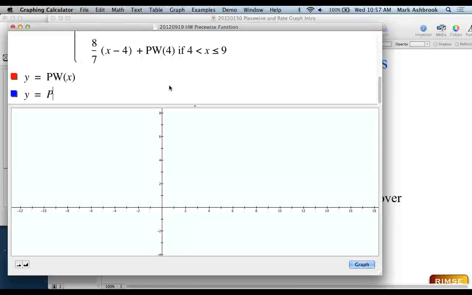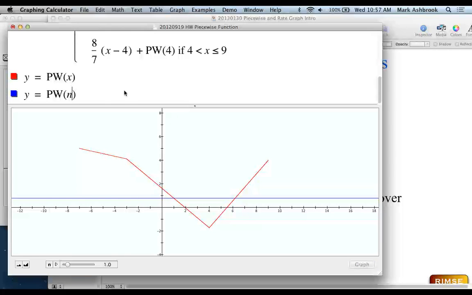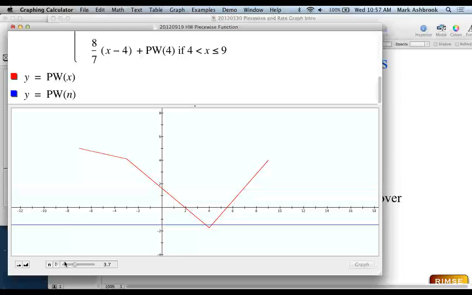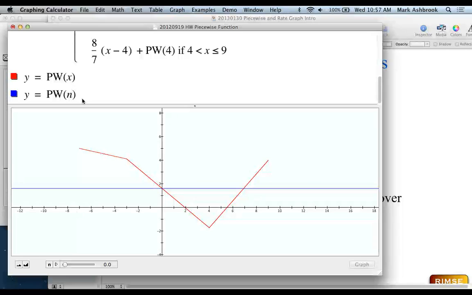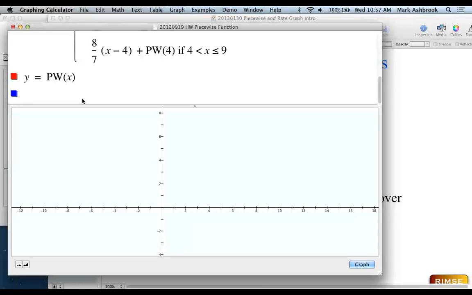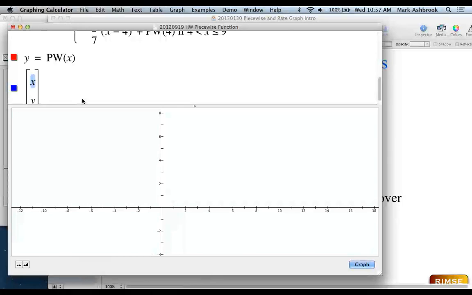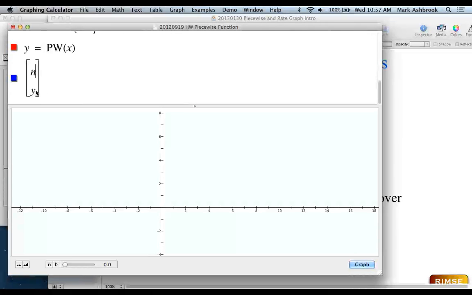So we want the x value to be movable. No, that doesn't work. Why doesn't it work? So why didn't that work? What do I want? I want a point, right? That's just graphing horizontal lines. If I want a point, what do I do? Control 2, and I want n, PW of n as the y coordinate. So you could graph that entire line to be moving.